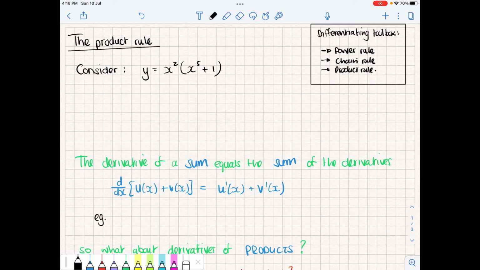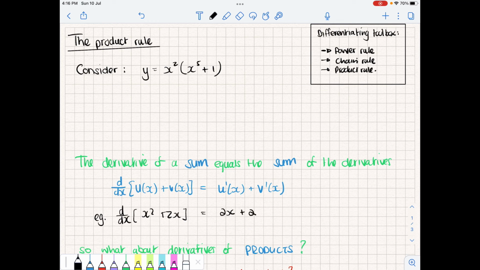Now up until now, we've only been dealing with the derivative of a sum of terms. So for instance, if we have one function plus another function, as an example, we could have d by dx of, let's say, x squared plus 2x. Okay, and we know we can use the power rule on these because the derivative of the sum is just equal to the sum of the derivatives. So this would just be 2x plus 2.